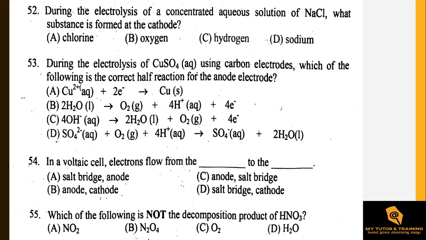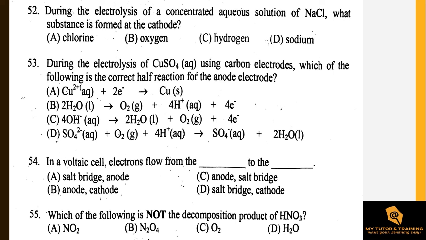anode is the conversion of hydroxide ion into oxygen gas. So as choice C we have 4OH⁻(aq) into 2H2O(l) plus O2(g) plus 4 electrons, and this is the correct answer. So for question number 53 the correct answer is C: 4OH⁻ into 2H2O plus O2 plus 4 electrons.